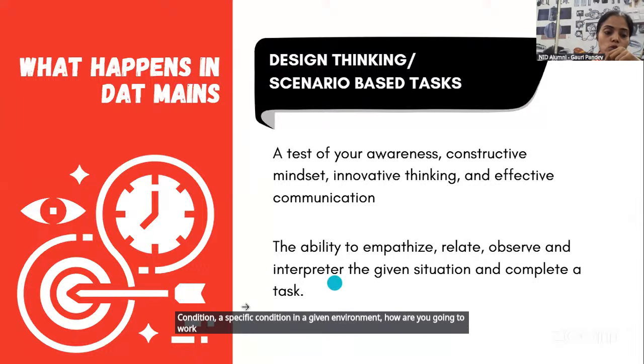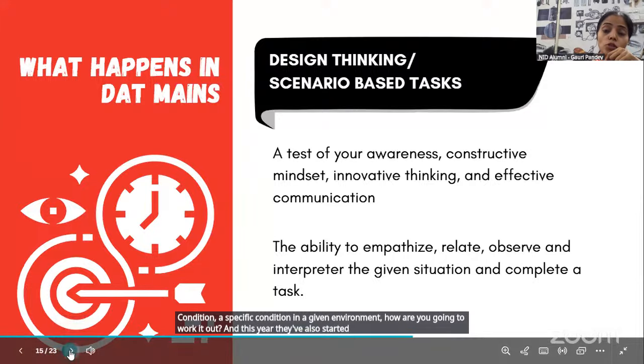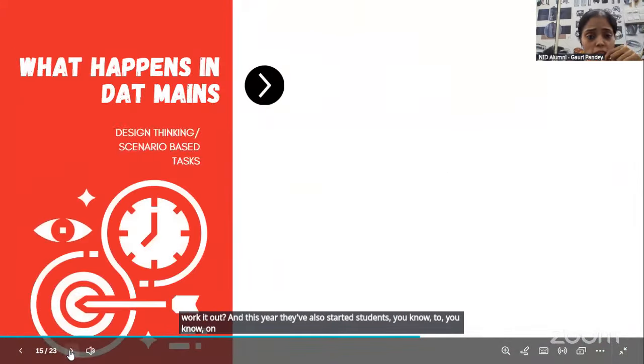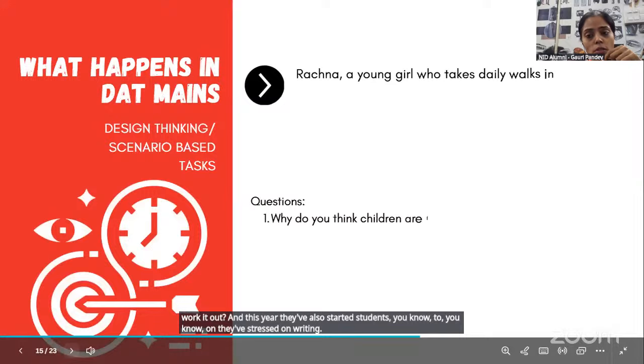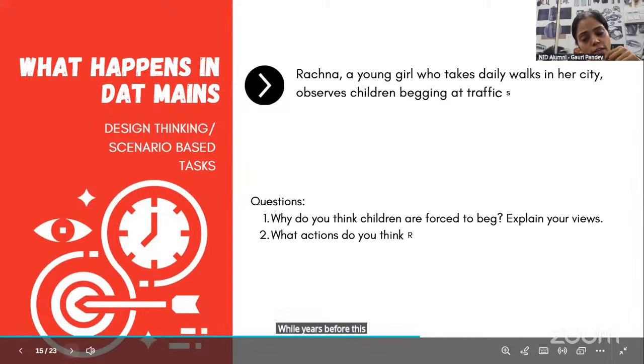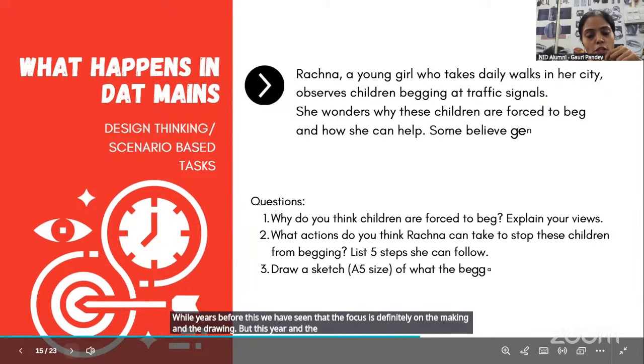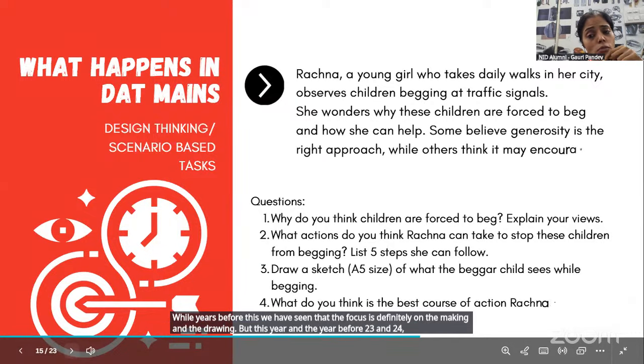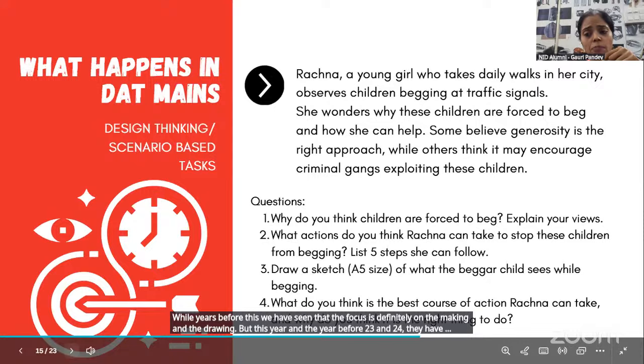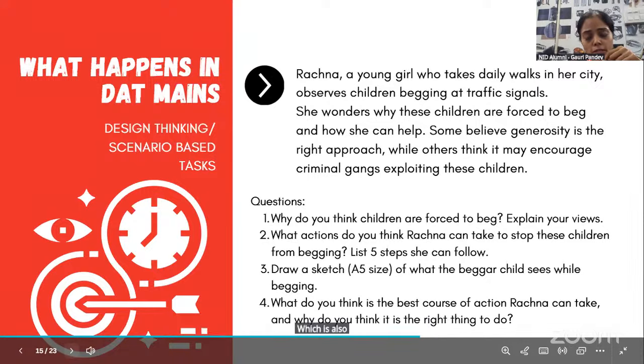And this year they've also started stressing on writing for students. While in years before this, we have seen that the focus is definitely on the making and the drawing, this year and the year before, 23 and 24, they have wanted students to write as well, which is also a very important skill to be assessed as a design student. So this is a question that has come, one of the 2 questions.